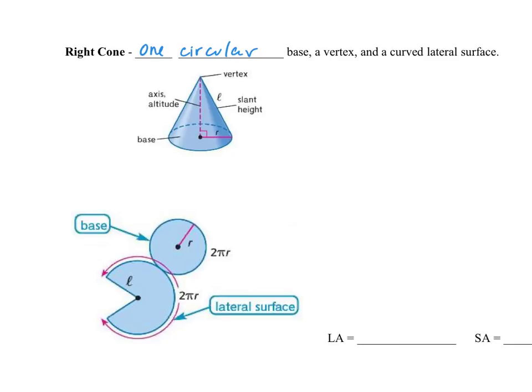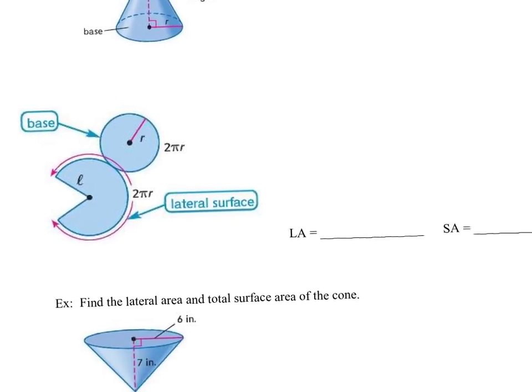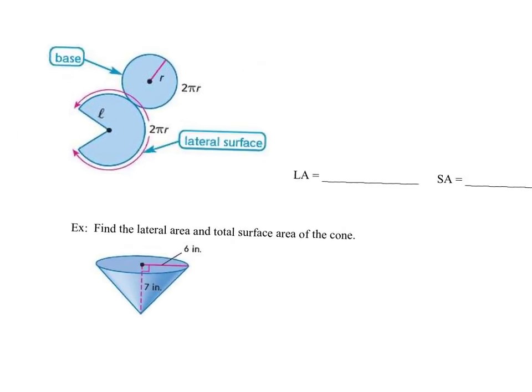You'll also notice that the slant height of a cone is similar to the slant height of a pyramid. One endpoint will be at the vertex, the other endpoint will be on the actual edge of the base. All right? So let's talk about how to derive a formula for the lateral area and the surface area of a cone. So I want you to take a look at this net of a cone.